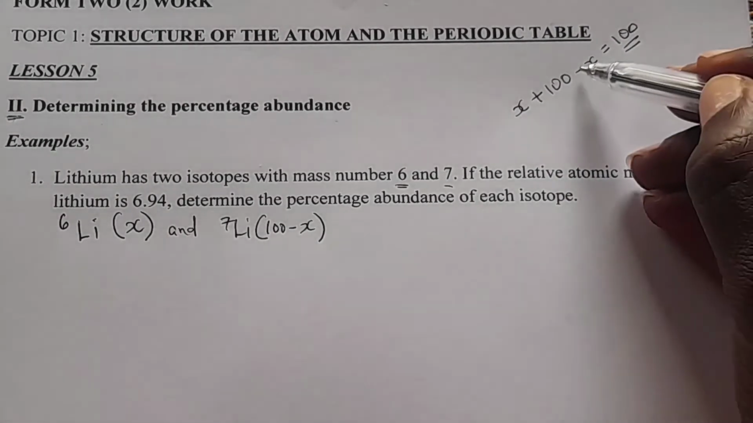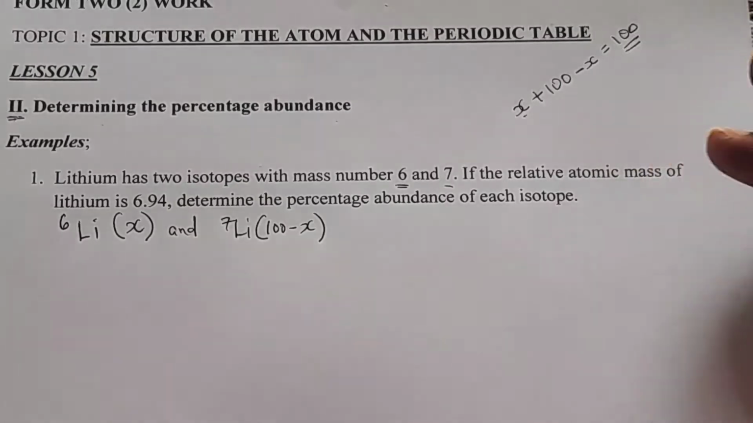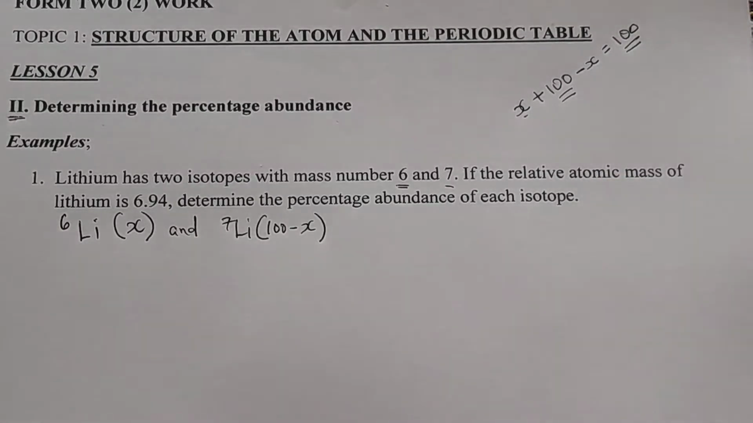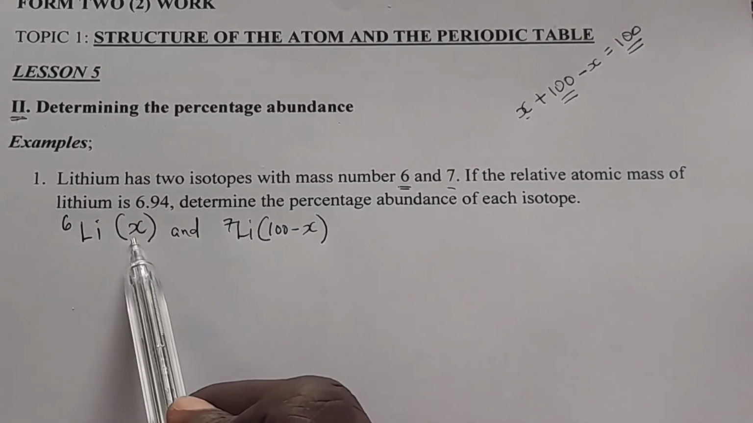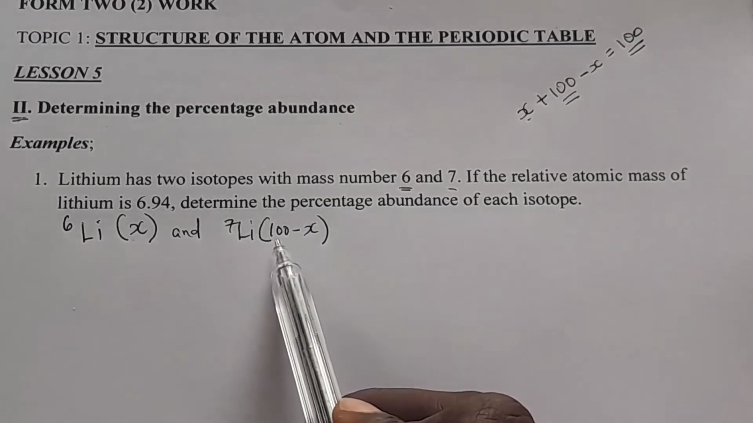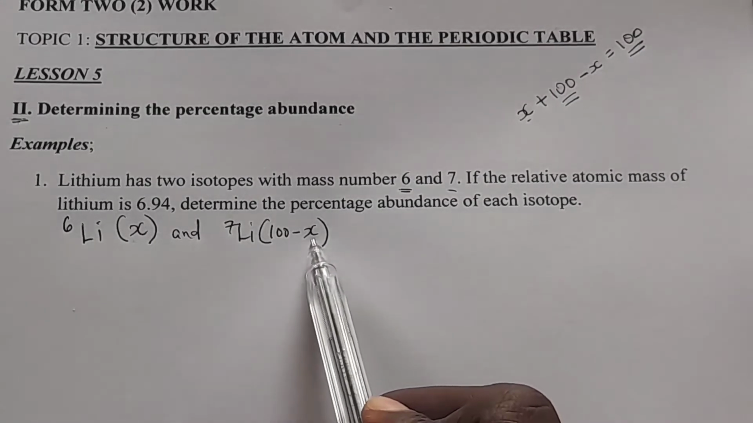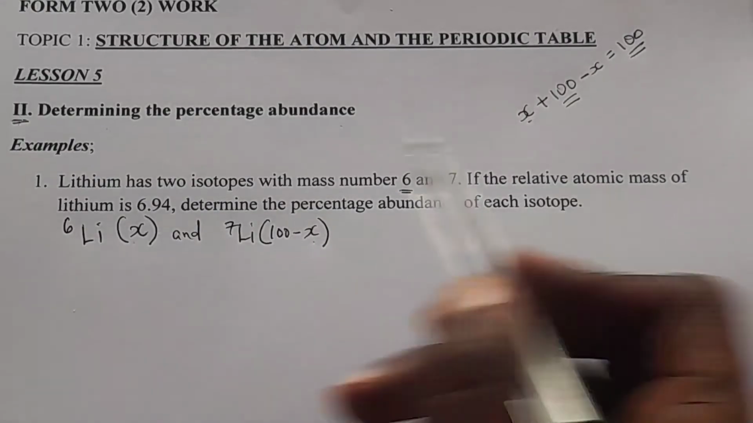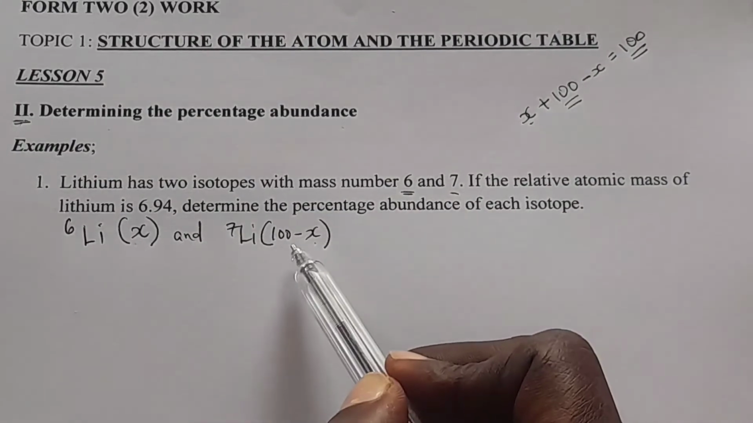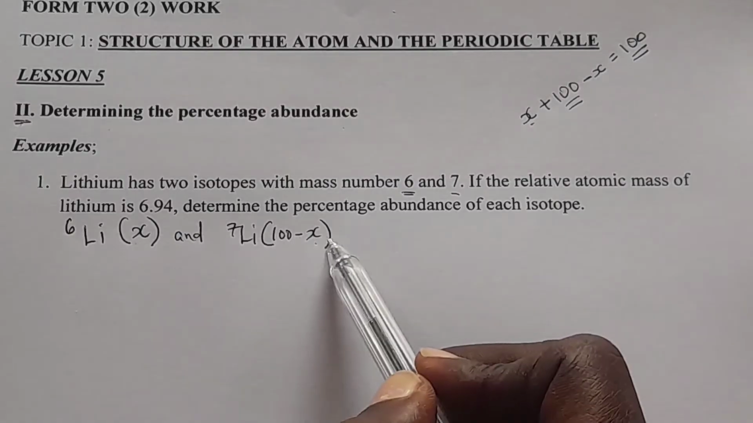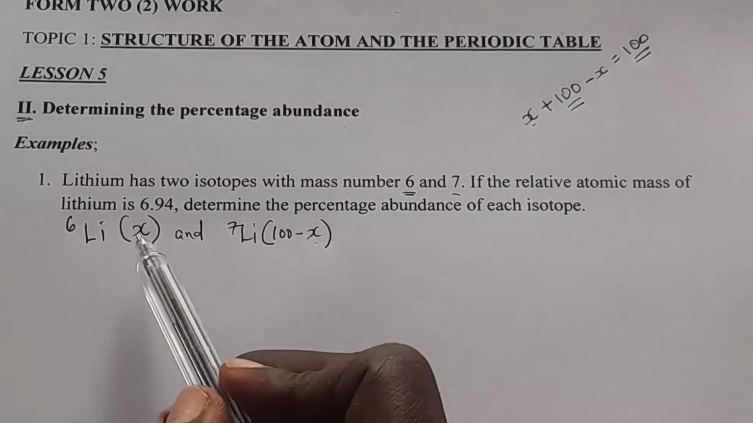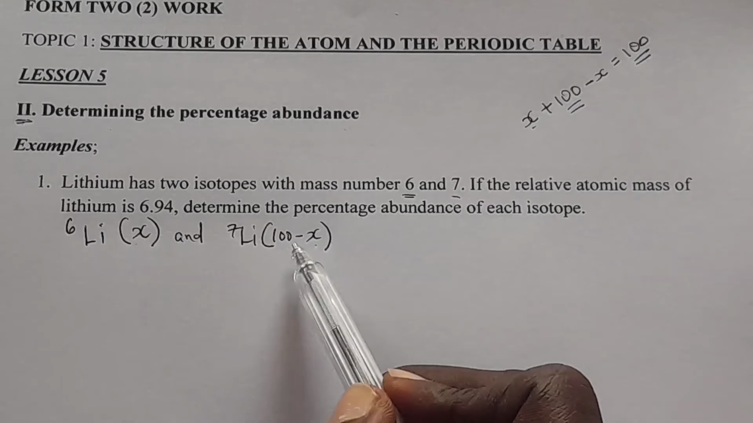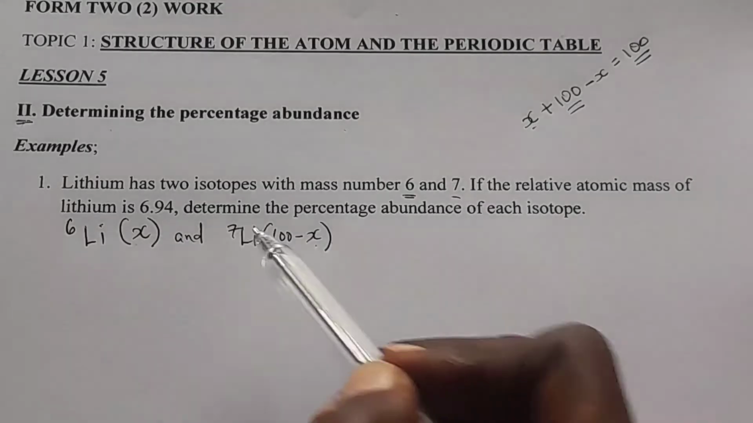So check, minus X and X, they go away. So we're having only 100. So if you take the first one as X, then the other one will be 100 minus X. That's the only hidden concept here. The rest are just very simple. If you don't want to take X, you can take Y, but the other side will be 100 minus Y. It's not a must to take X. You can decide to take X, but the other one will be 100 minus X.